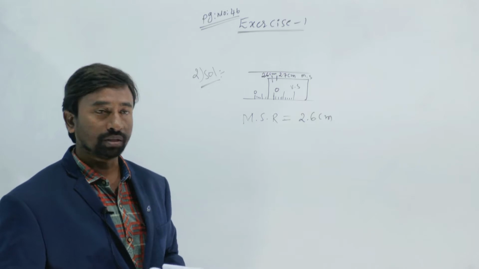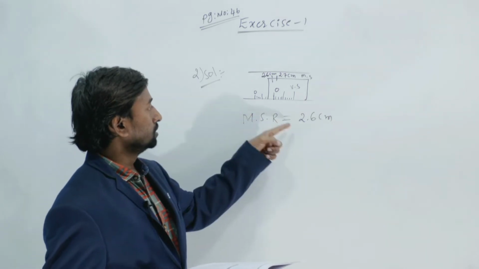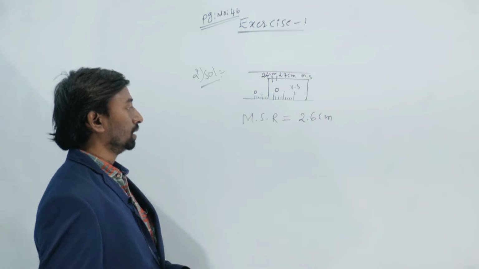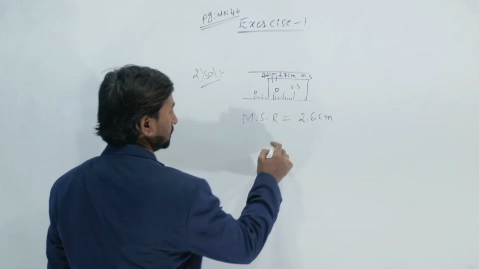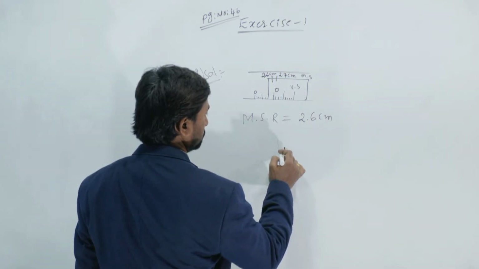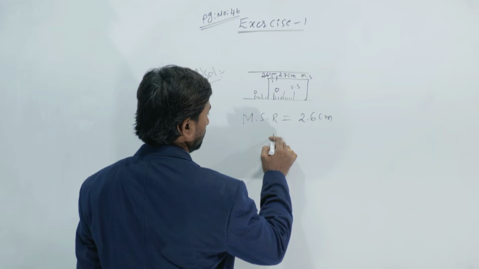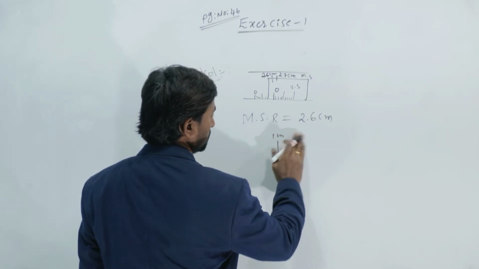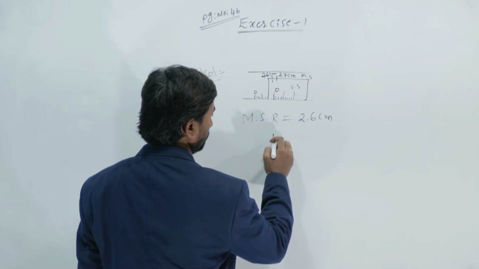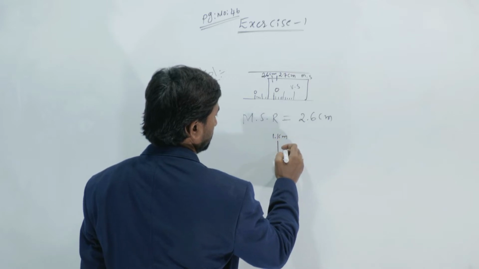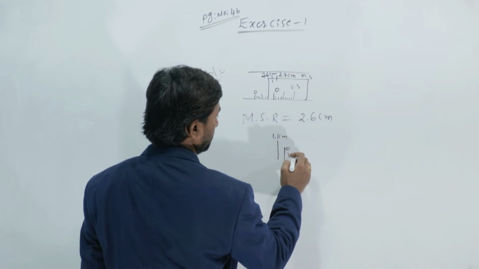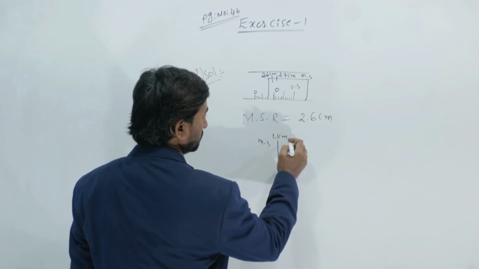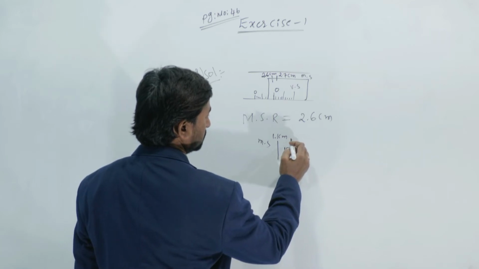So, we can take the option here, that is 2.6, the least value we should take. Suppose this is the zero division of the Vernier scale, and this is 1 centimeter and 2 centimeters. Let us consider here 1.1 centimeter, the zero division of the Vernier scale, and this will be the main scale.